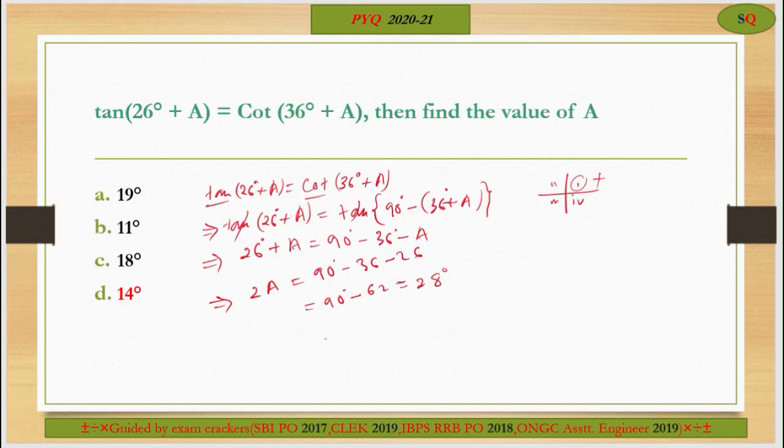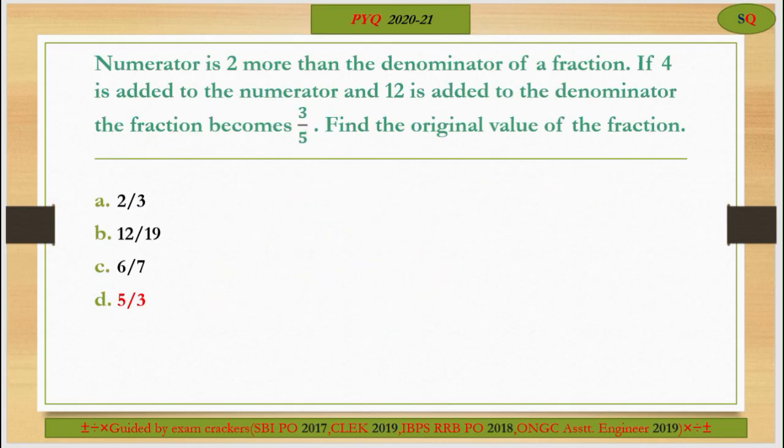28 degree. So therefore A equals 28 degrees by 2 equals 14 degrees. So the answer is D. Next question.